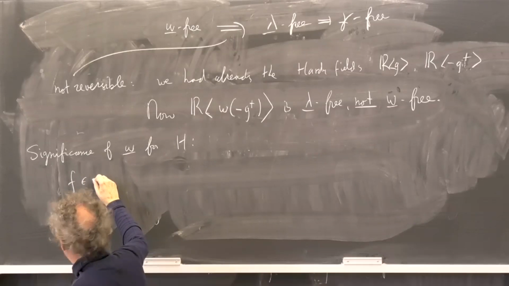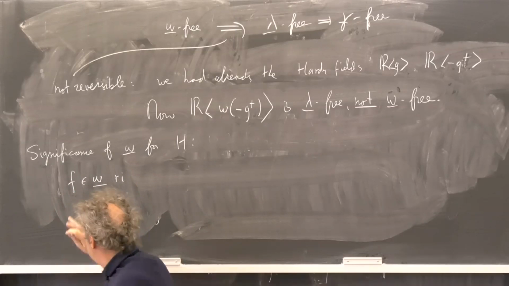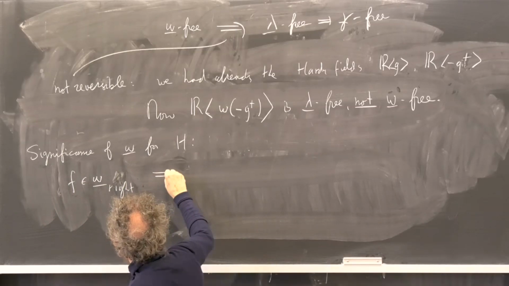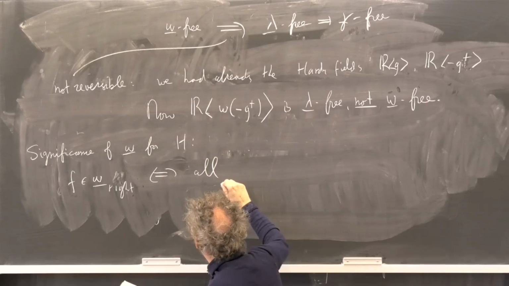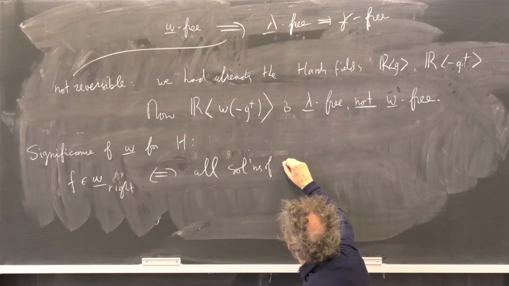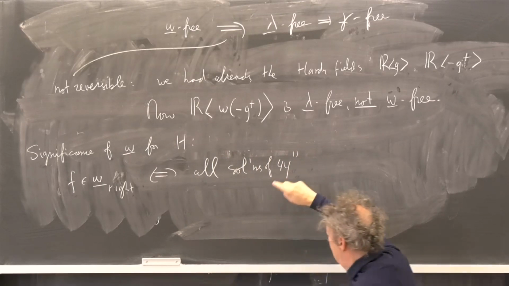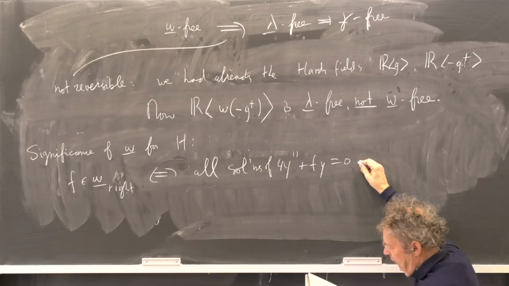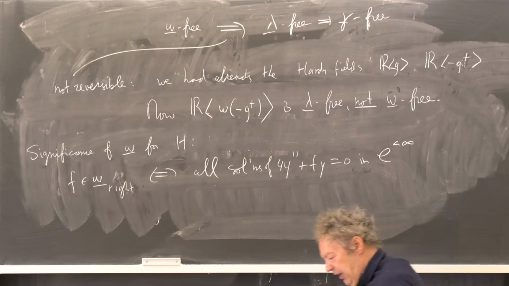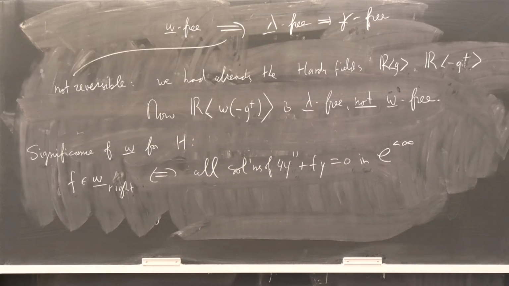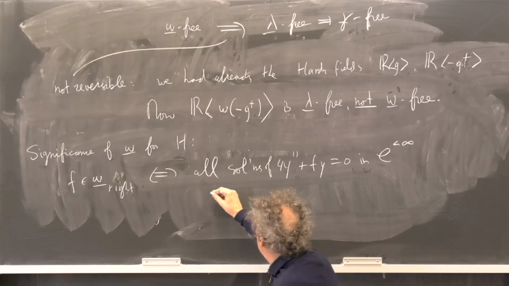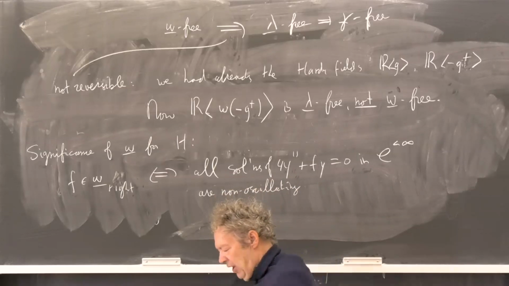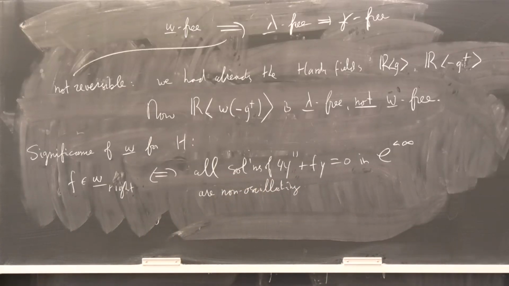Here we go. We get some very nice certificates of a certain kind, namely that f is in omega right is the same as all solutions of 4y'' plus fy equals zero, but don't pay too much attention to this four. This is just to make things come out correctly. In this very big ambient ring, they are non-oscillating. And this has as a consequence that they all lie in a Hardy field, and this whole set of solutions generates a Hardy field.